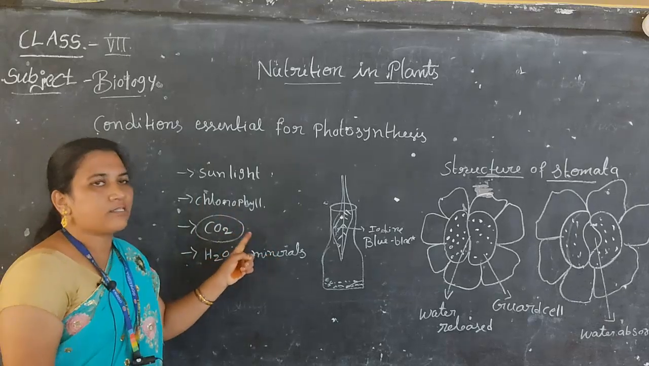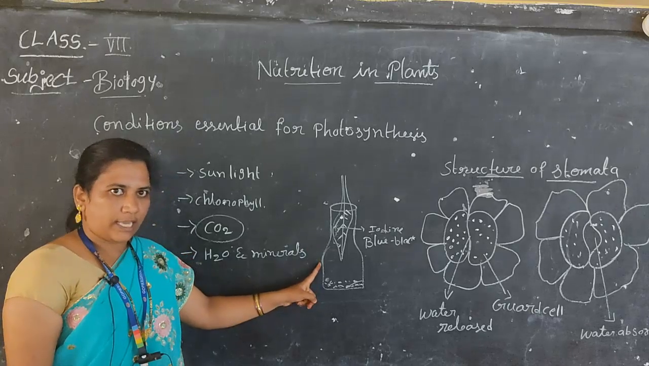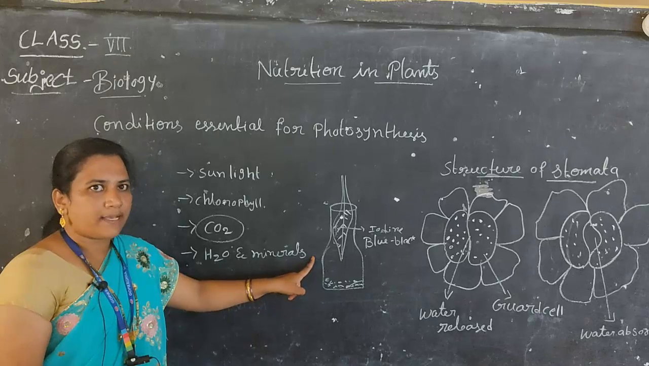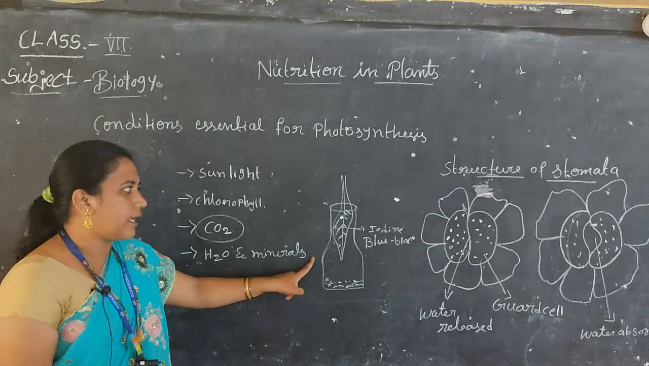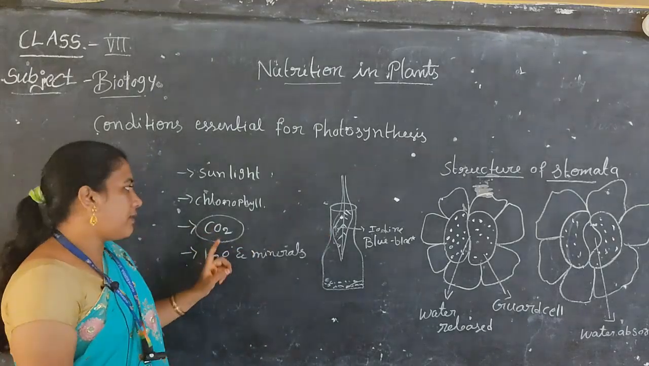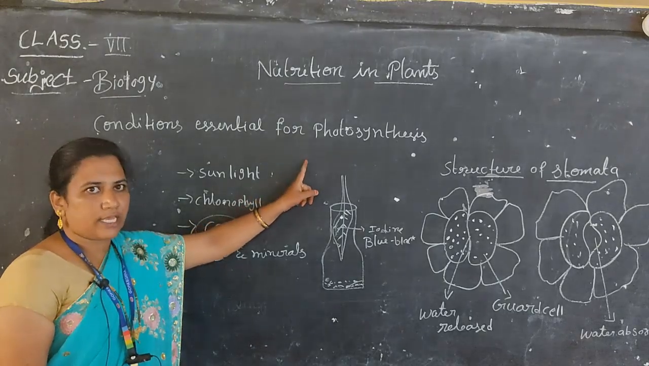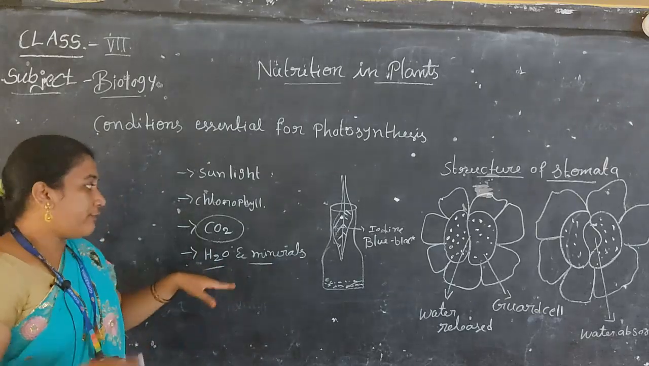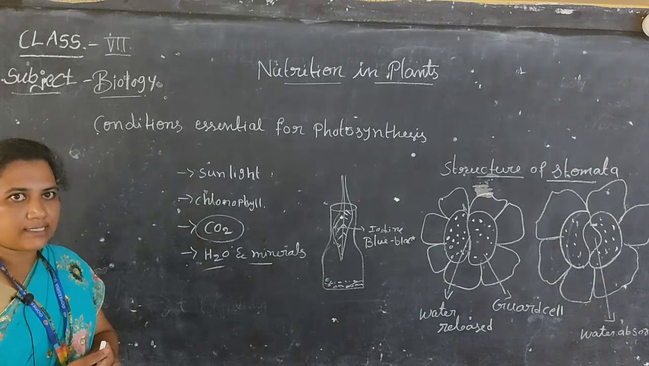When photosynthesis does not happen, there is no formation of starch or glucose. So what are the products of photosynthesis? Glucose and water, along with oxygen being released out. So from this we can understand that carbon dioxide is a very essential component for the photosynthesis process. Coming to water and minerals, without water and minerals also a plant cannot prepare its own food materials, yes or no?